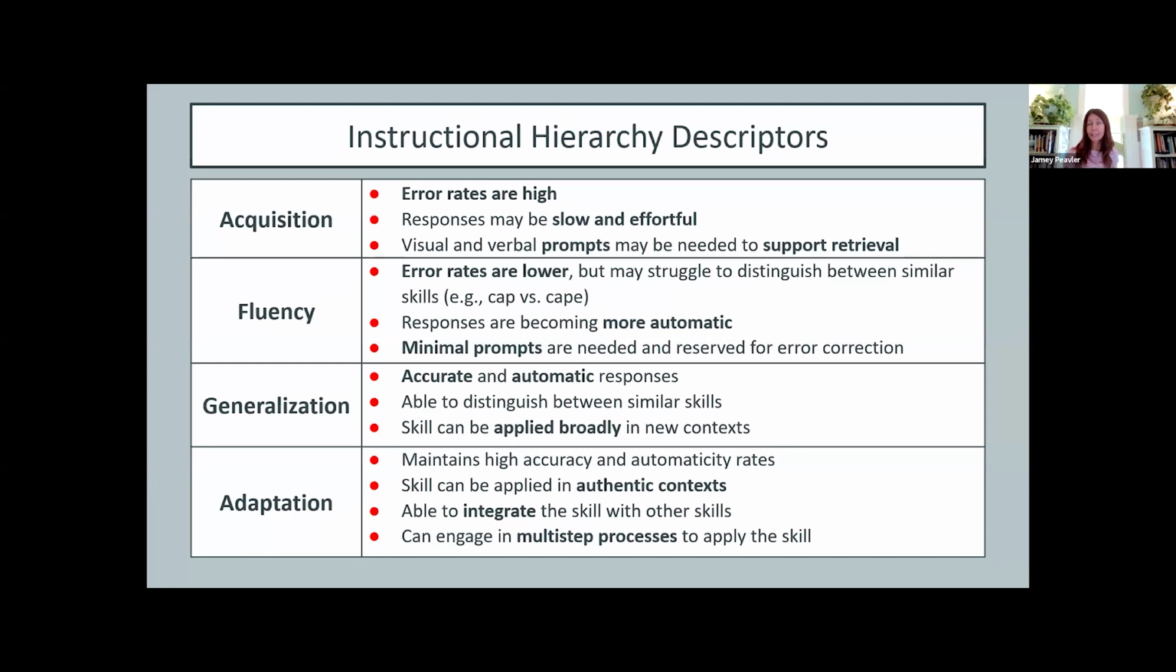So if, for instance, a student were writing their own text and they wanted to spell a word that is not a word that we had practiced in class, but utilizes the same skill that we had been working on, they would be able to spell it accurately. So that generalization stage is really our goal in instruction. And so we need to think about how we're supporting students to make that bridge from what we've taught in a very controlled and structured setting to a more authentic setting.